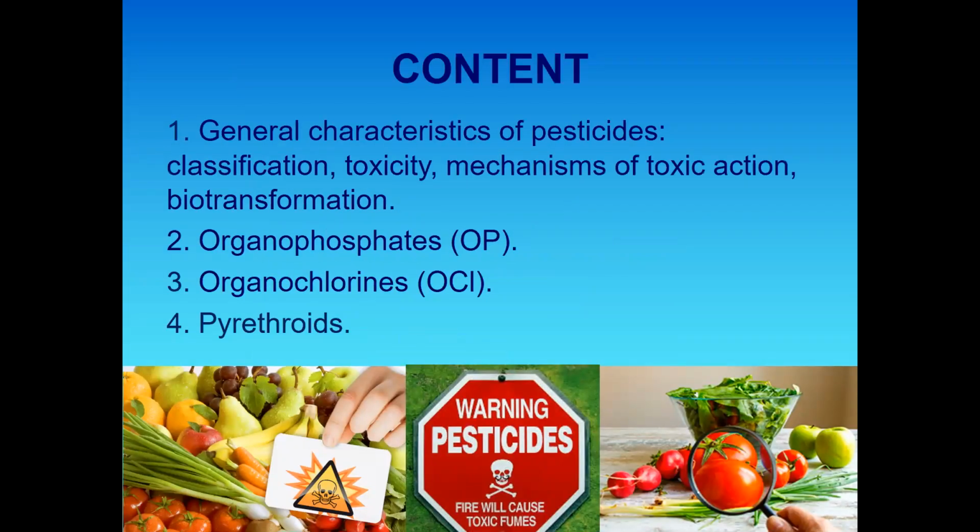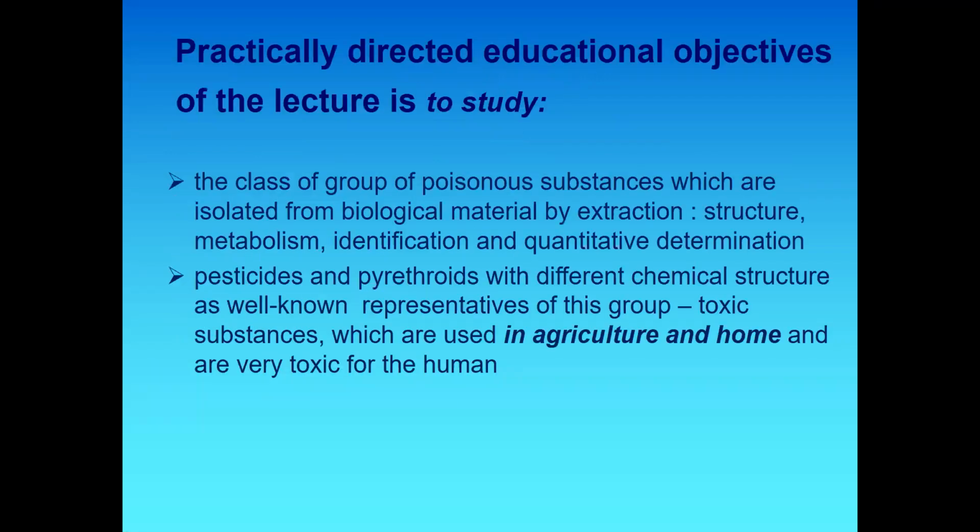Content: general characteristics of pesticides, classification, toxicity, mechanisms of toxic action, transformation, organophosphates, organochlorines, pyrethroids. The practically directed educational objective of the lecture is to study the class of poisonous substances which are isolated from biological material by extraction: structure, metabolism, identification, and quantitative determination of pesticides and pyrethroids with different chemical structure, as well-known representatives of this group of toxic substances, which are used in agriculture and at home and are very toxic for humans.